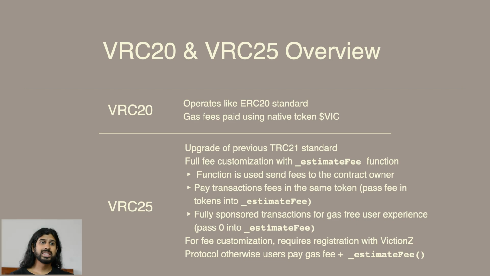If you want your users to have a gas-free experience, you need to pass 0 into this function when calling your estimate fee. After deploying your smart contract on mainnet or testnet, you need to register your token to the Vicin Z protocol to make full use of all the gas-sponsored transactions. Note that the transaction fees on the back end still will be paid in Vic, and this is handled by the VRC25 issuer contract. And we'll soon dive into how this fee customization works on the infrastructure level.